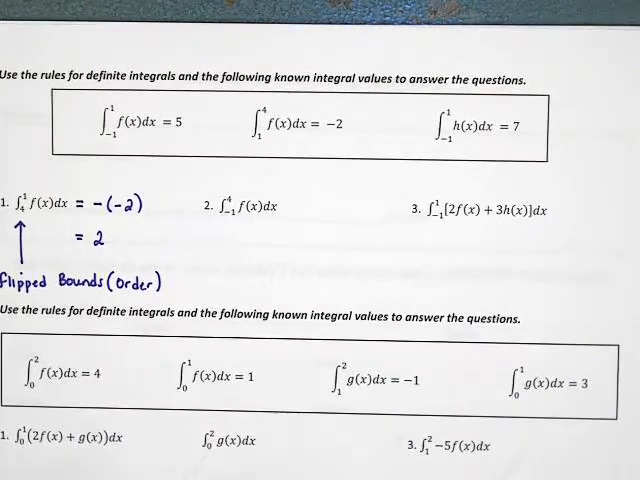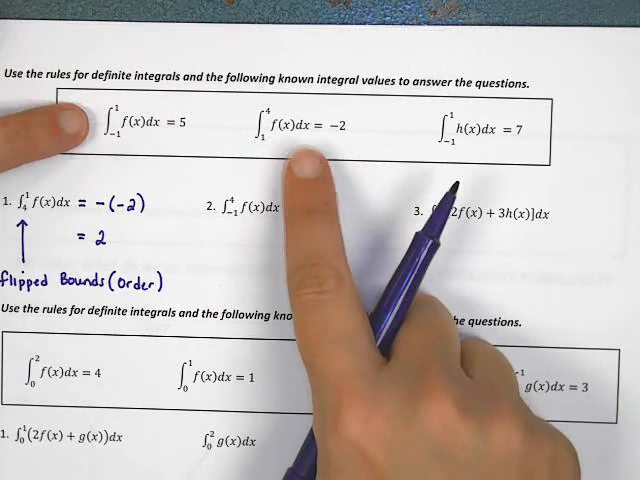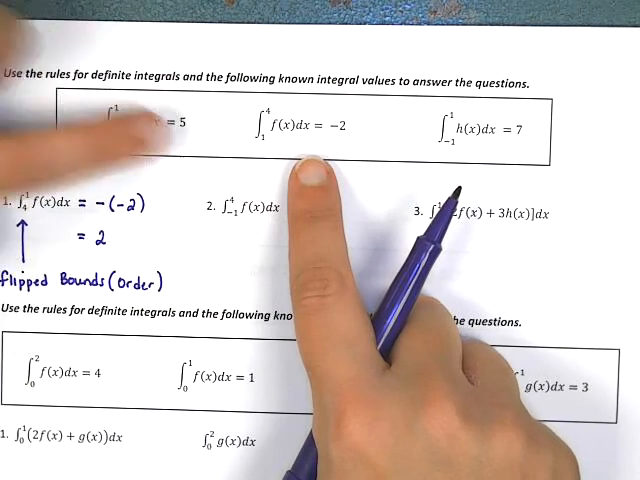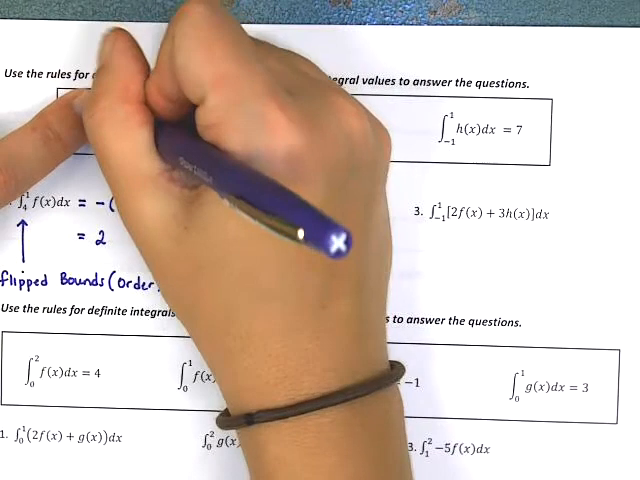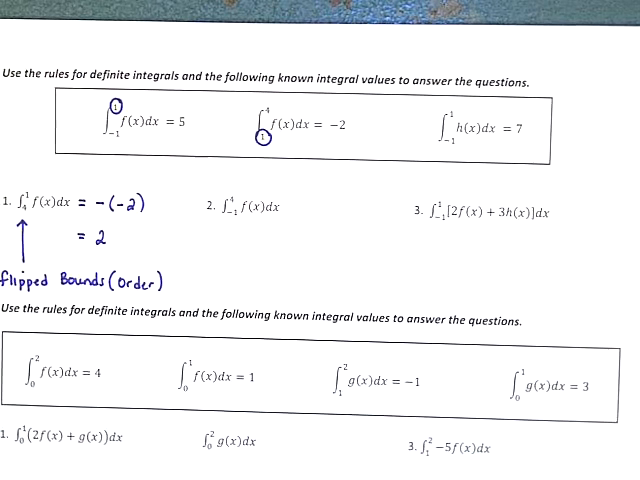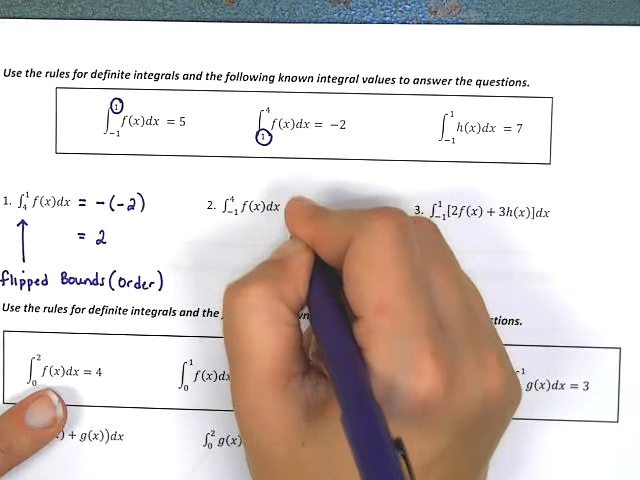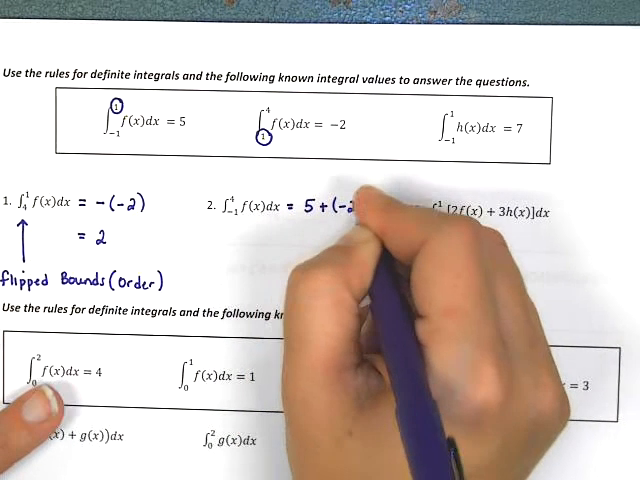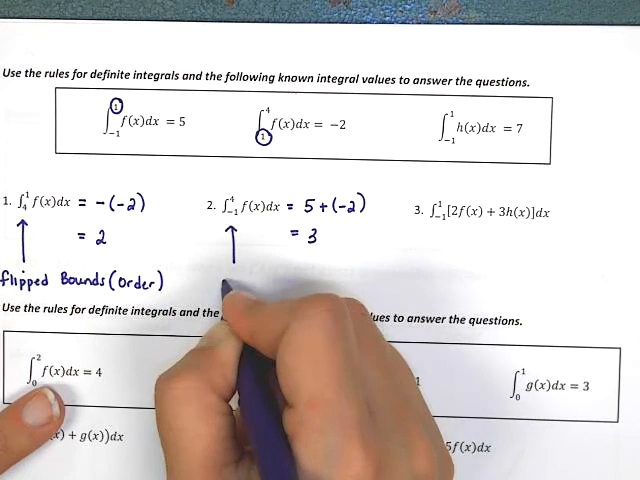Now, if I want to know the integral from -1 to 4, what I can do is combine these two integrals. I know that from -1 to 1 is 5, and from 1 to 4 is -2. Since the end of this integral and the beginning of this one are the same number, I can combine them to go all the way from -1 to 4. So what I can do is just add up the 5 plus the -2, and I get 3. And this is the addition property.